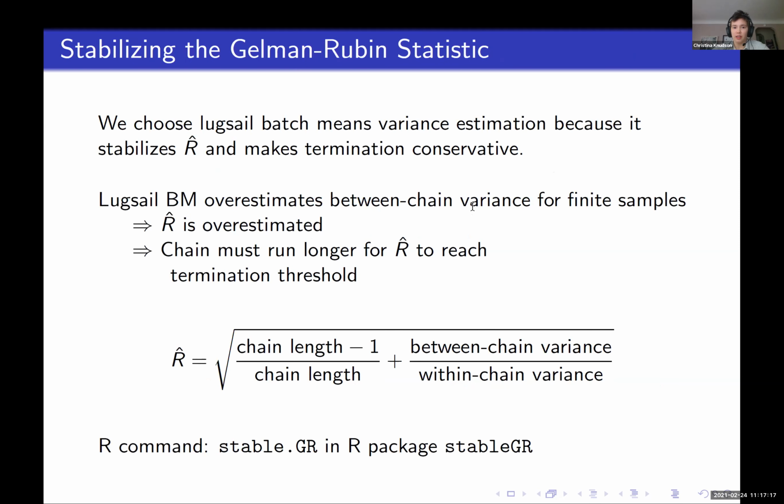The one that we used in our improved implementation is the lug-sale batch means estimator. Now, the most important thing is to have a more stable variance estimation technique. But we chose this particular one because it makes termination a little bit more conservative, meaning that we'll make the chain run a little bit longer. So the big goal is improved stabilization, and then the cherry on top is making the termination a little bit conservative, making it run just a little bit longer. Okay, so what is the lug-sale batch means?